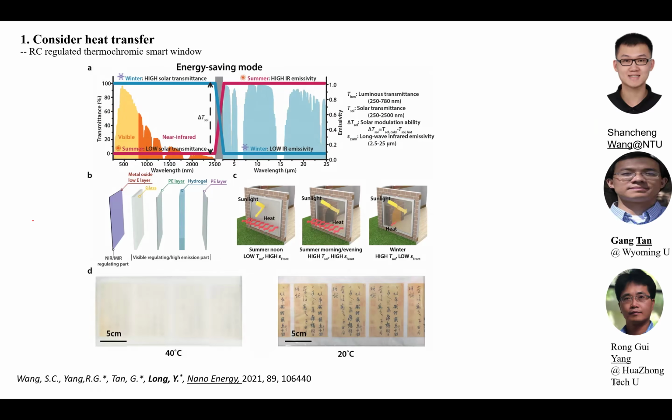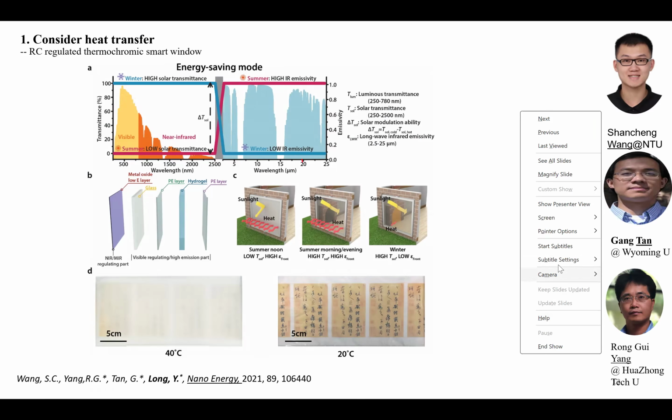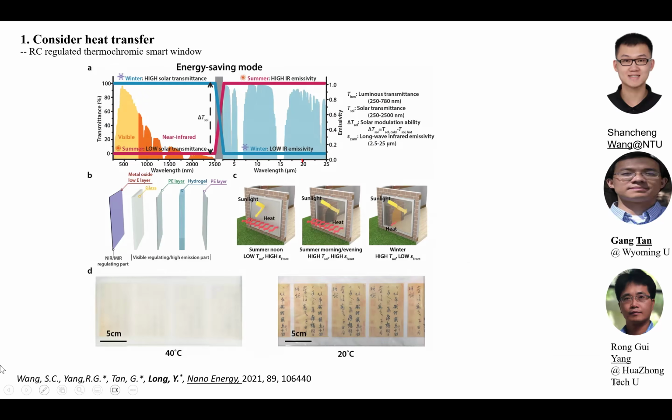First of all, consider the heat transfer. In my area, people only talk about this region, using this pointer so you can see, which is solar modulation. But actually this region is also important, from 2.5 to 25 microns, the long wavelength infrared range.